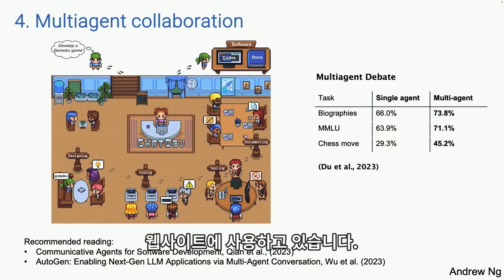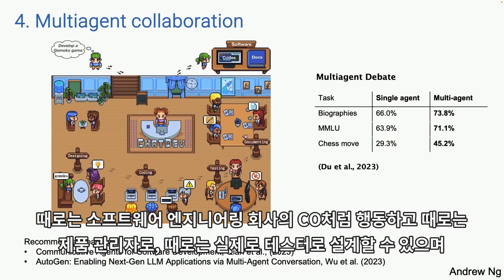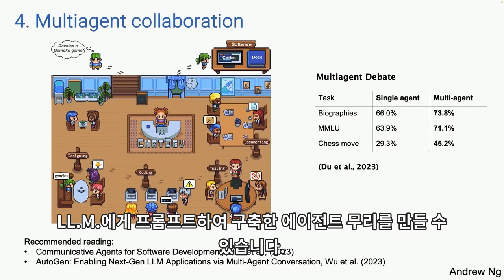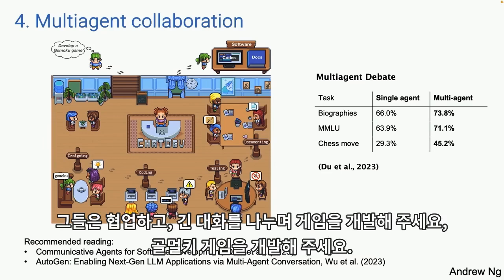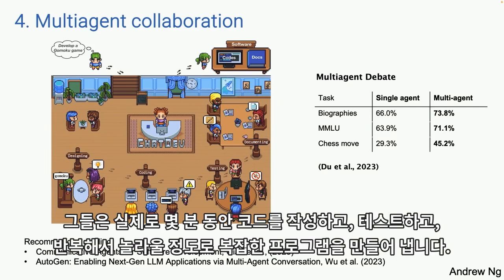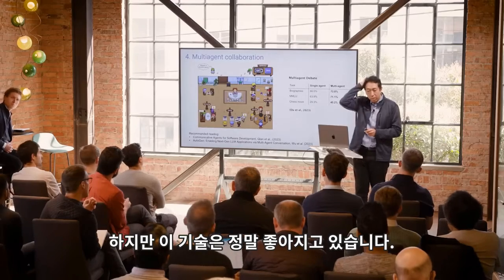It runs on my laptop, and what ChatDev does is an example of a multi-agent system where you prompt one LLM to sometimes act like the CEO of a software engineering company, sometimes act like a designer, sometimes act like a product manager, sometimes act like a tester. And this flock of agents that you build by prompting an LLM to tell them, you're now a CEO, you're now a software engineer, they collaborate, have an extended conversation so that if you tell it, please develop a game, develop a Go Monkey game, they'll actually spend a few minutes writing code, testing it, iterating, and then generate surprisingly complex programs. It doesn't always work. I've used it. Sometimes it doesn't work. Sometimes it's amazing. But this technology is really getting better.